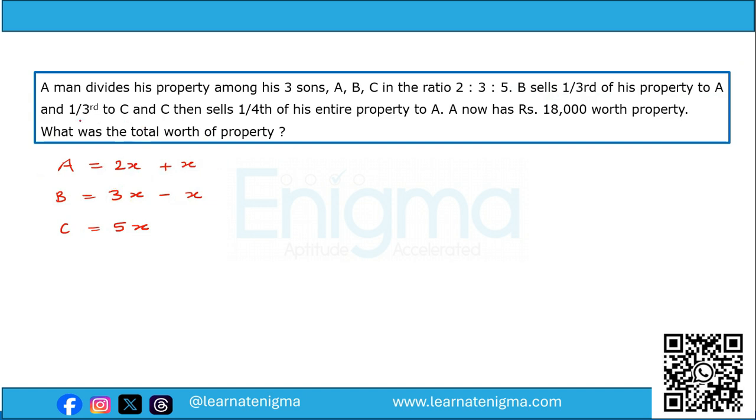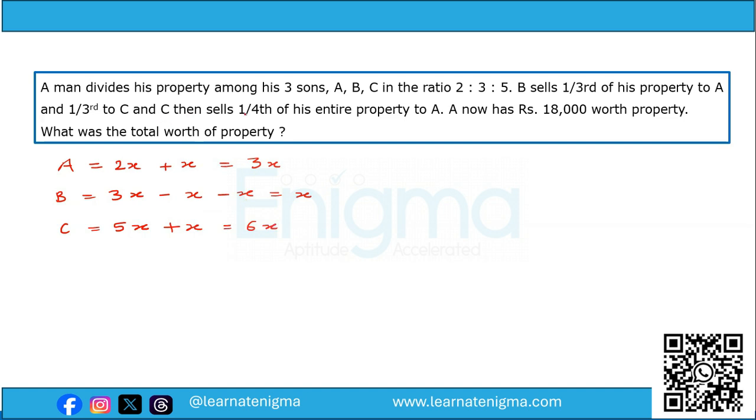He further sells one third to C as well. So B is selling another x to C. So therefore B's property gets reduced another by x and C's property gets increased by x. So therefore now A has 3x, B has x, and C has 6x.